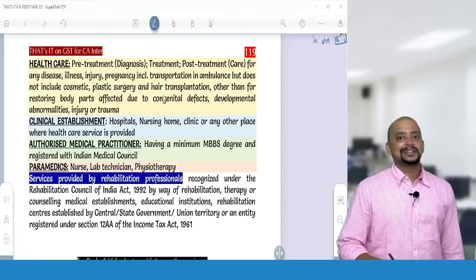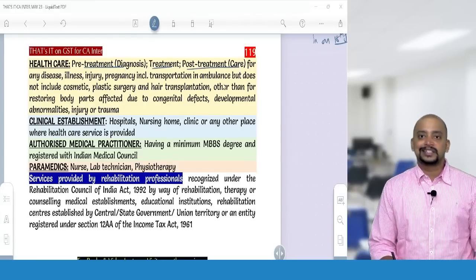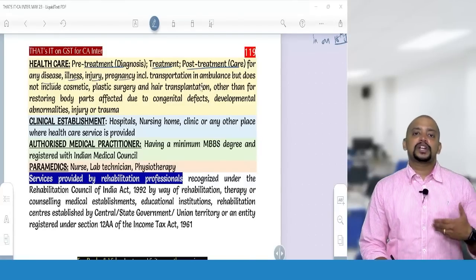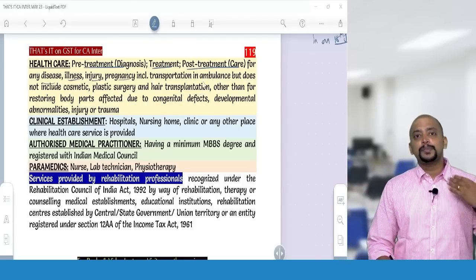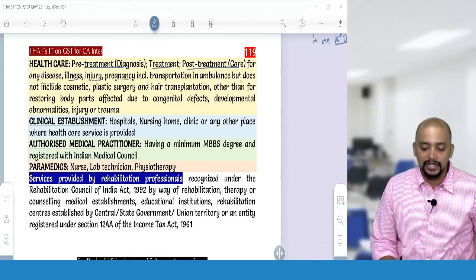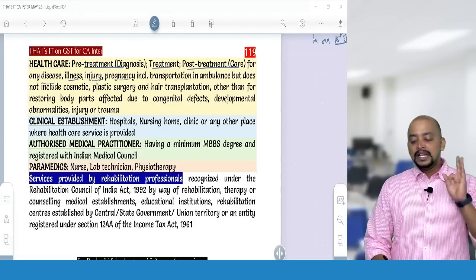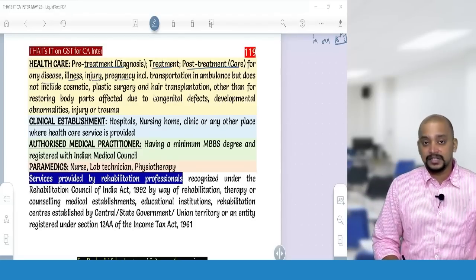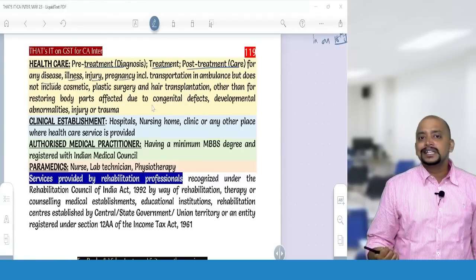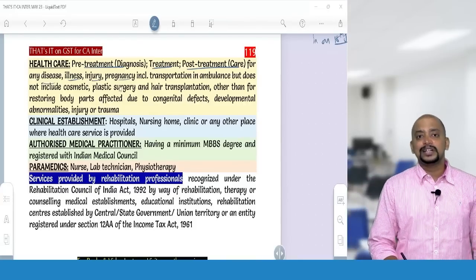What is the meaning of healthcare service? Healthcare service means pre-treatment, diagnosis, treatment and post-treatment care for any disease, illness, injury, pregnancy, including transportation of the patient in an ambulance. Transportation of a patient in an ambulance, whether or not part of healthcare service, is always exempted. But it does not include cosmetic surgery, plastic surgery and hair transplantation; these 3 will not come under healthcare services. But if these 3 are carried out to restore the anatomy of body parts affected due to congenital defects, developmental abnormalities, injury or trauma, then it will be exempted. So it is healthcare service.